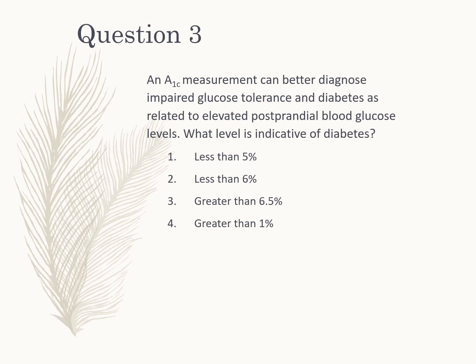Question number 3. An A1C measurement can better diagnose impaired glucose tolerance and diabetes as related to elevated postprandial blood glucose levels. What level is indicative of diabetes? 1. Less than 5%. 2. Less than 6%. 3. Greater than 6.5%. 4. Greater than 1%.